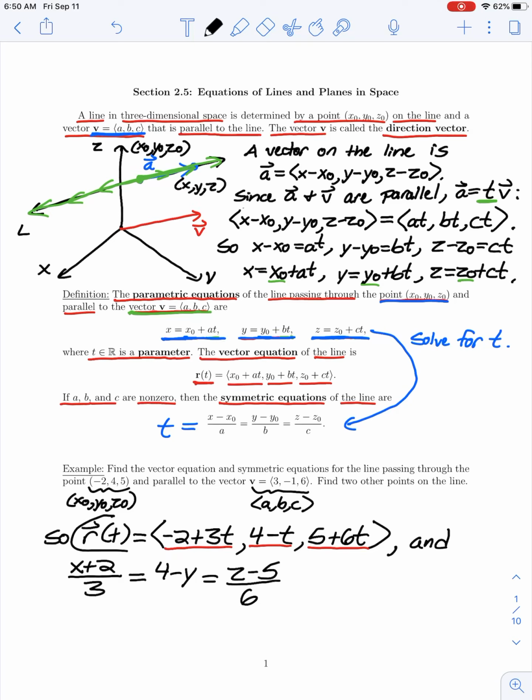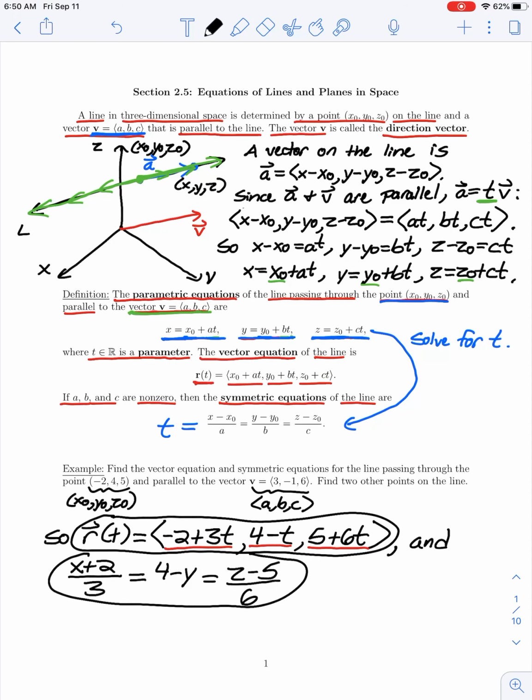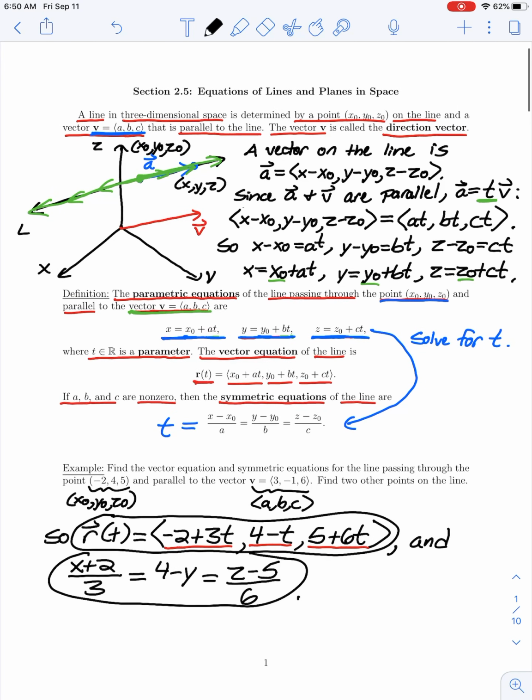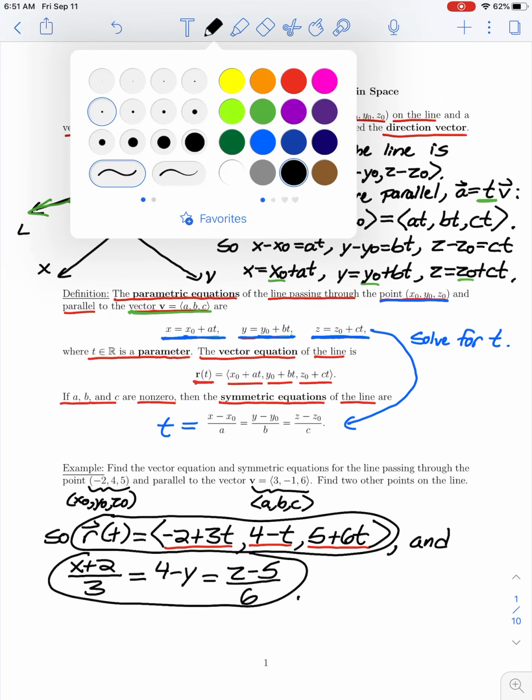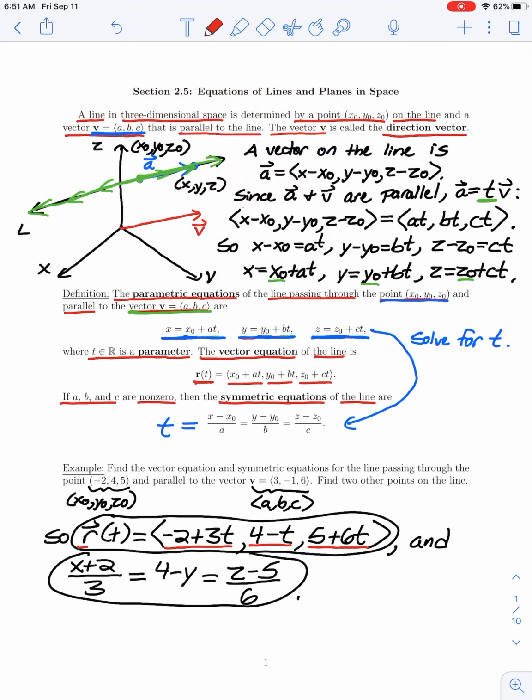So here we found our vector equation for this line and our symmetric equations for that line. And in the last part of this problem, we're asked to find 2 other points on the line. So let's think about how we could find them. To find points on our line, we could take our vector equation for the line and look at the components of that vector equation for different values of t.